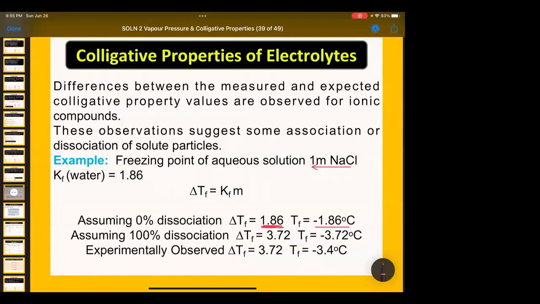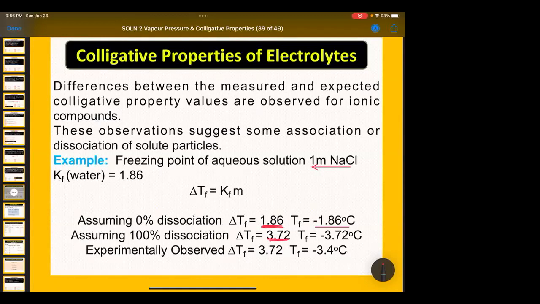The mistake here is you have not taken the association or dissociation. NaCl is undergoing dissociation, and you have not taken that into account. If you take 100% dissociation, 1 mole NaCl is going to change to 2 moles, 1 Na and 1 Cl. So the particles are going to get doubled. So the colligative property you need to calculate is 1.86 into 2. So the freezing point depression is going to be 3.72.